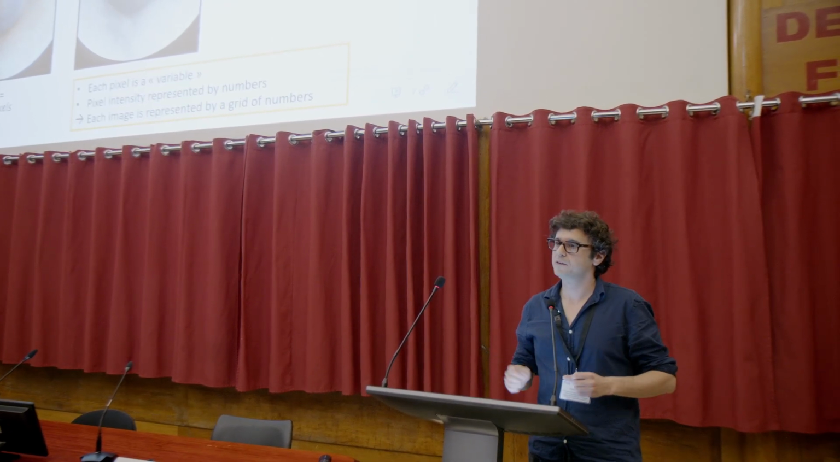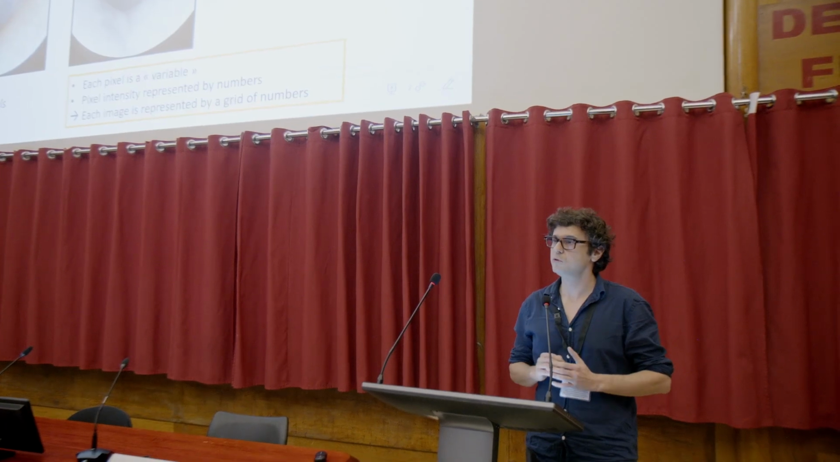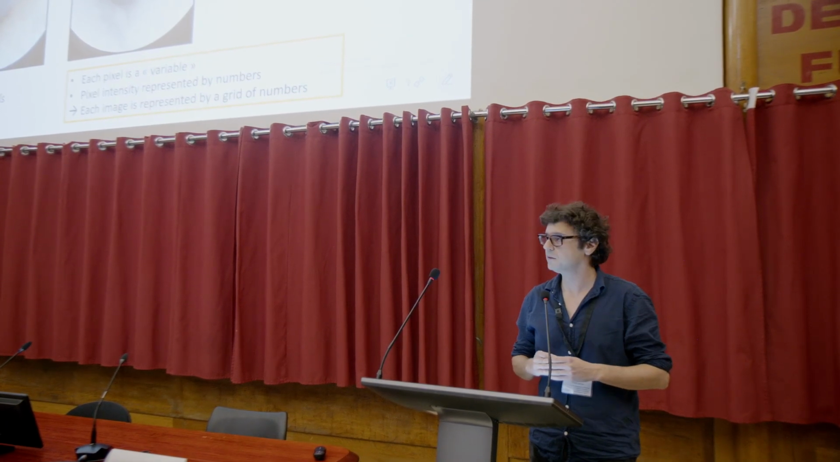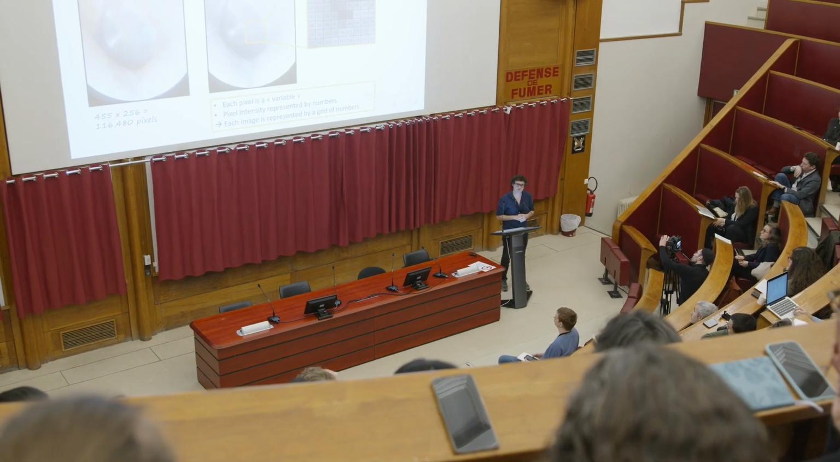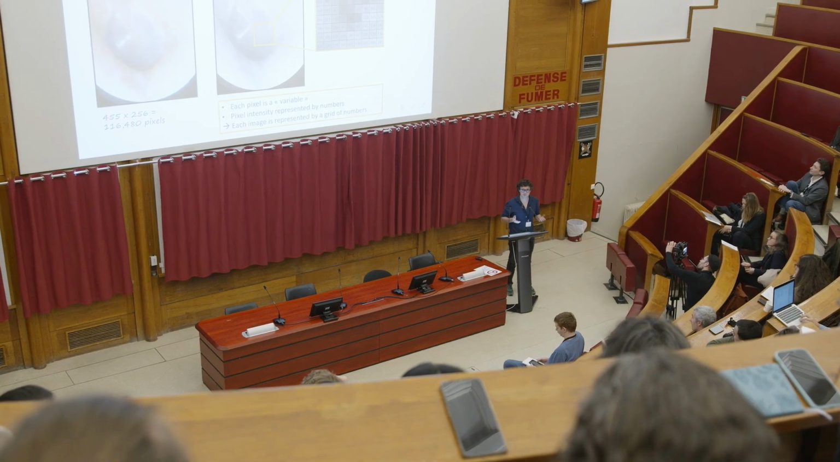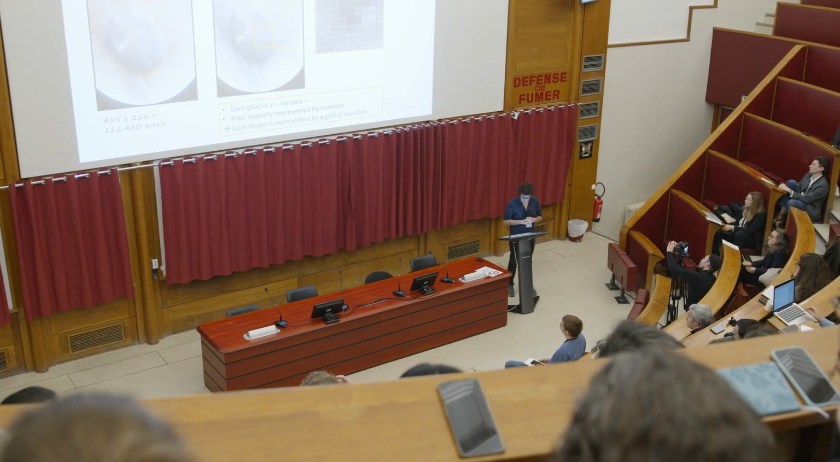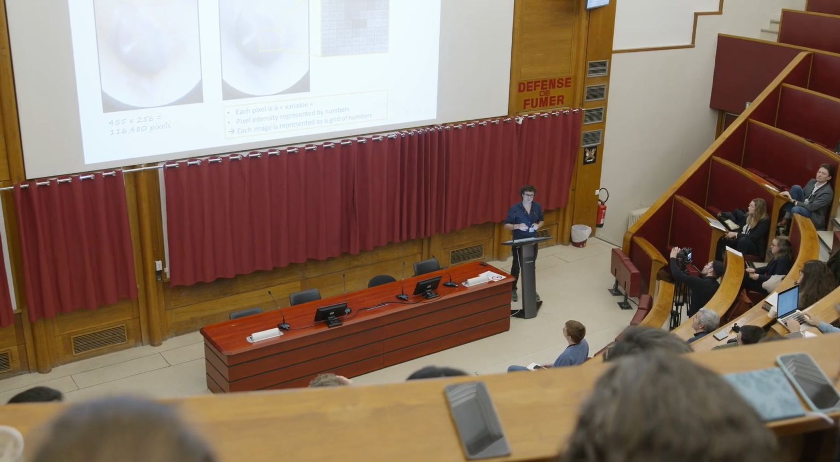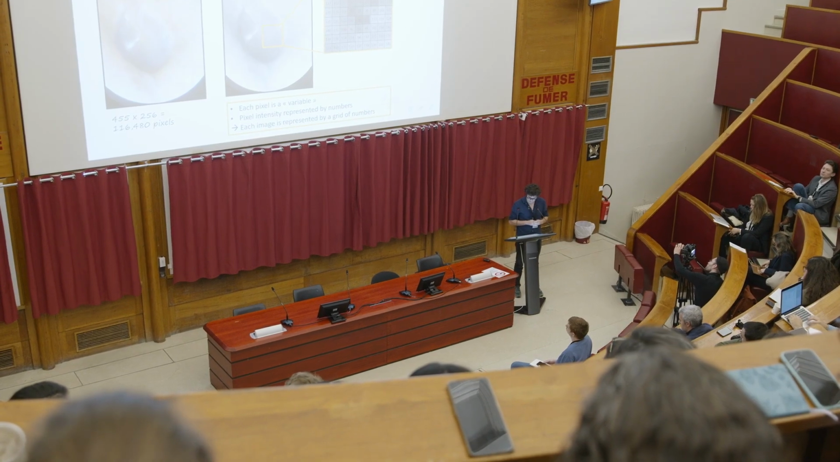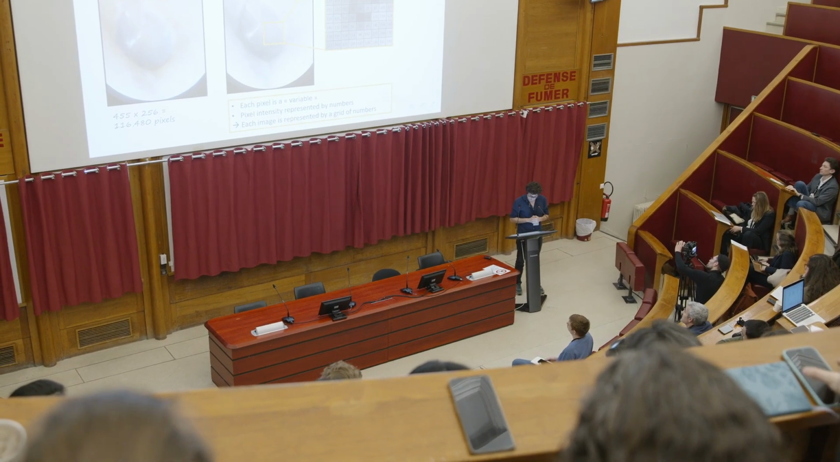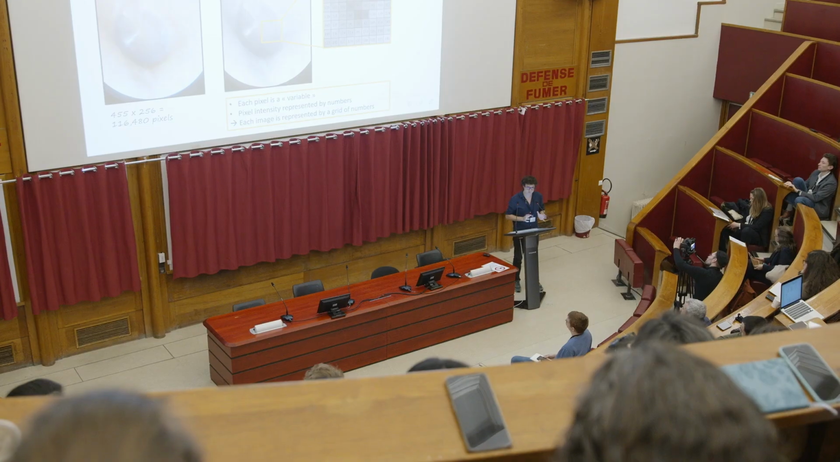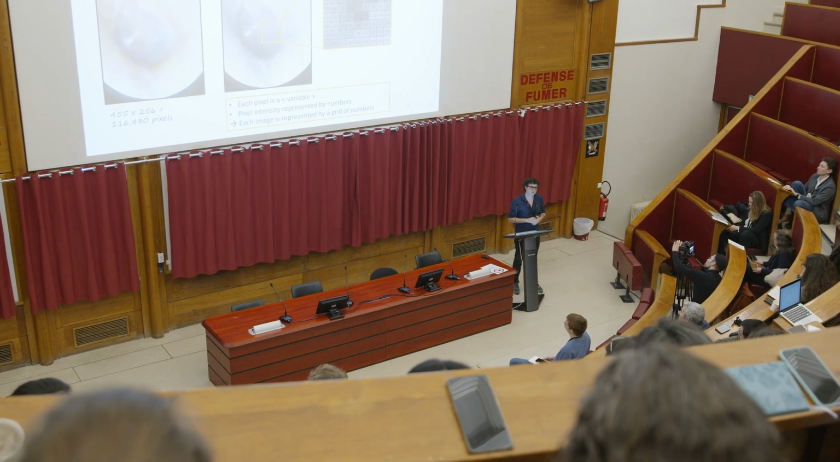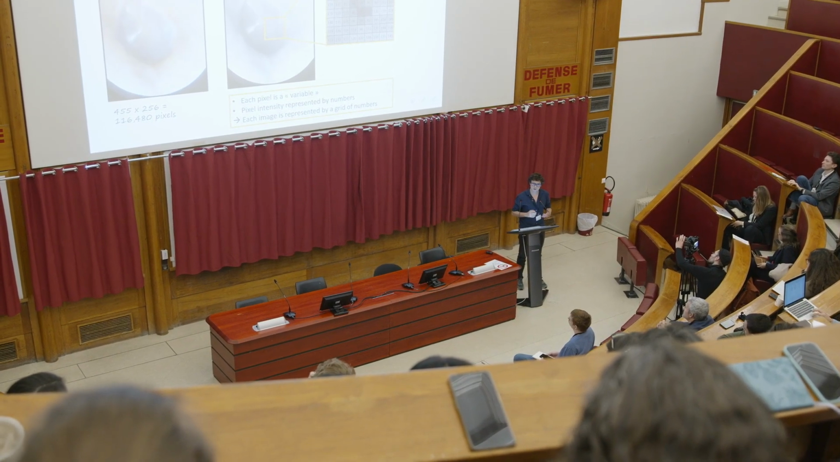So imagine that this is a patient, and now it goes with 100,000 variables. Each pixel is considered a variable in the model, and each pixel is represented by numbers. So each image is represented by a grid of numbers. Okay, this is the basic structure.